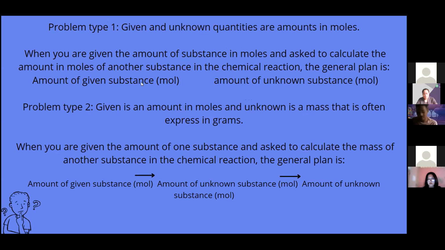an amount of moles. When you are given the amount of a substance in moles and asked to calculate the amount in moles of another substance in a chemical reaction, the general plan is amount of given substance in moles, then amount of unknown substance in moles. When you are given the amount of one substance and asked to calculate the mass of another substance in a chemical reaction, the general plan is amount of given substance in moles, amount of unknown substance in moles, and then mass of unknown substance. Next slide, please.